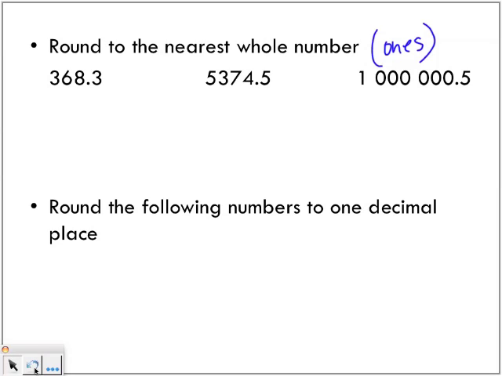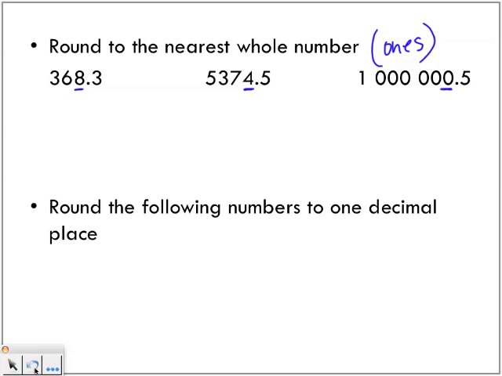368.3, 5,374.5, and 1,000,000.5. So, which digit do we want in this first number? Just shout it out. 8. All right. Second one. 4. 0. And which one? The last 0, right here.